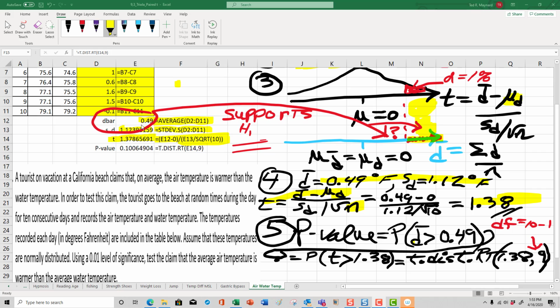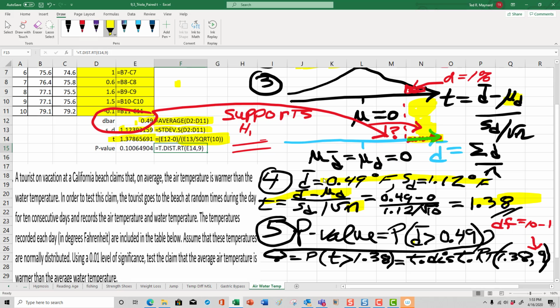It should also be noted that a d-bar of 0.49 supports the alternate hypothesis that mu sub d is greater than 0, which is assumed to be true under the null hypothesis. D-bar is a point estimate for mu sub d, which the hypotheses are about. The only question now is, is this d-bar of 0.49 degrees Fahrenheit in the upper 1% of all d-bars under the assumption that mu sub d is 0?